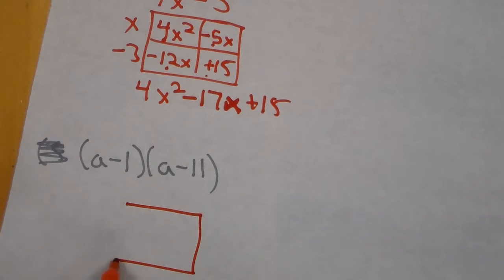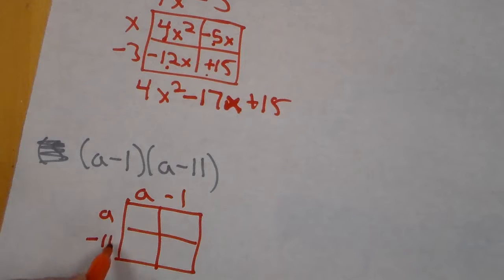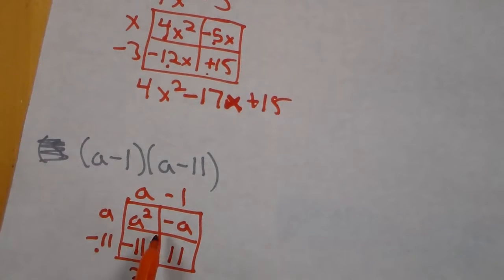We're now looking at a minus 1 times a minus 11. We get a squared minus a minus 11a, and then a negative 11 times negative 1 is positive 11. So we're going to have a squared. This together, negative 1 and negative 11 is negative 12a plus 11.